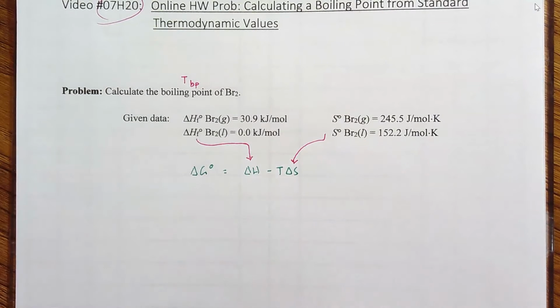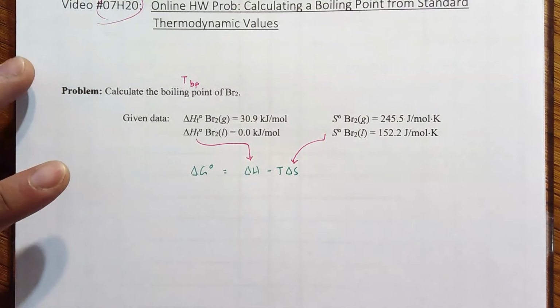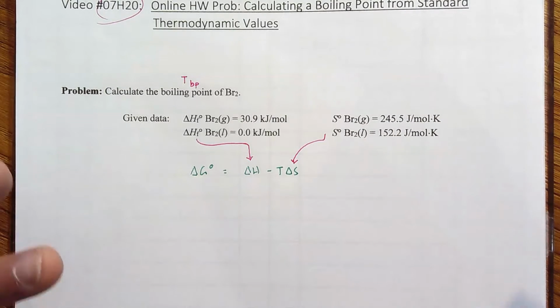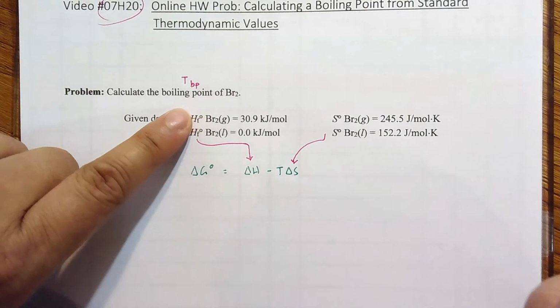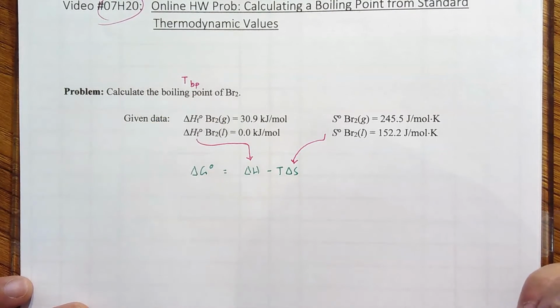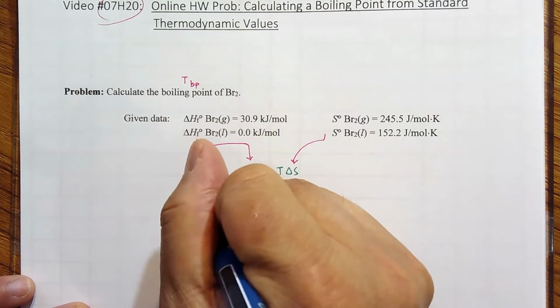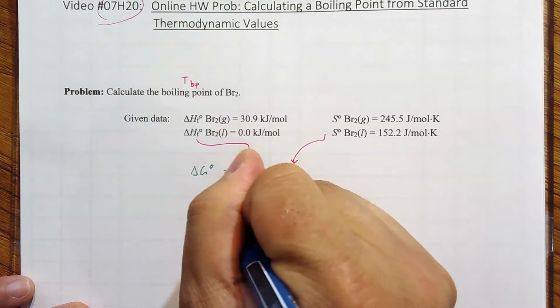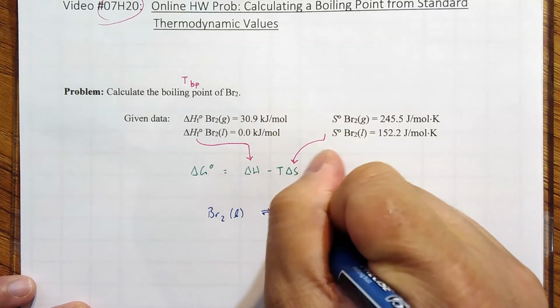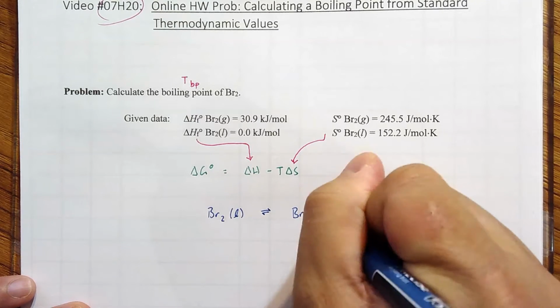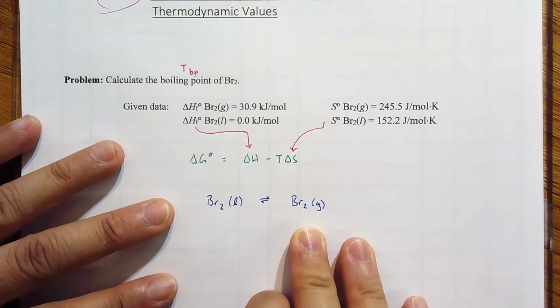I think what we need to do is we need to get a chemical reaction, because right now I'm kind of lost. I thought this delta G is supposed to be for some type of reaction, and it is. Think about the boiling of Br2. You start with Br2 liquid, and you have a process that goes to Br2 gas. So there's your chemical reaction.